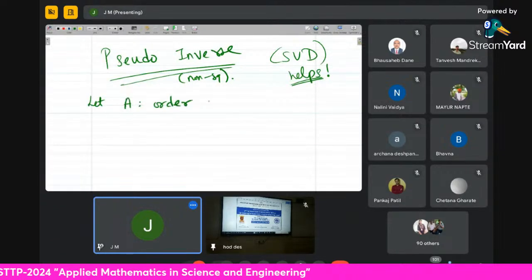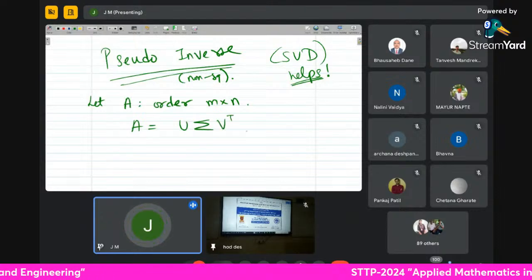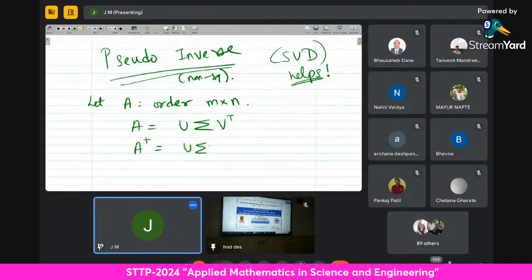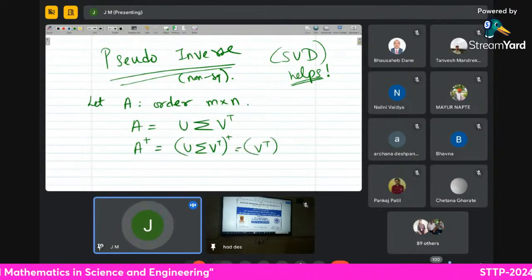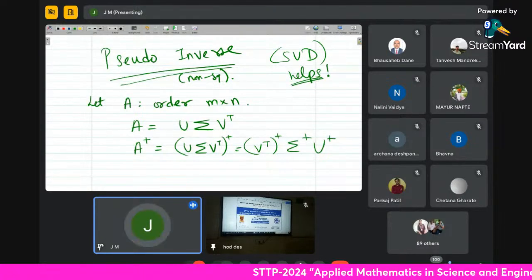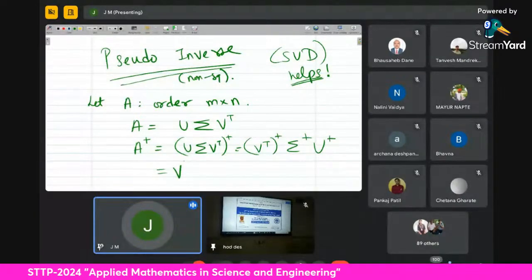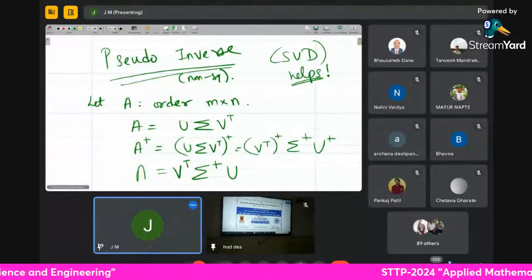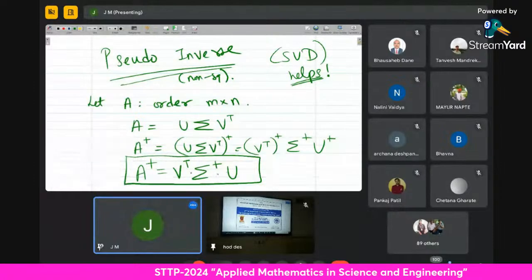Suppose your A has a singular value decomposition U sigma V transpose. Then the pseudo inverse, the notation is A plus, is (U sigma V transpose) plus, which is V transpose plus sigma plus U plus. But my V and U are orthogonal matrices, so there the plus sign will go away. So this is what the pseudo inverse of the matrix is: V sigma plus U transpose.